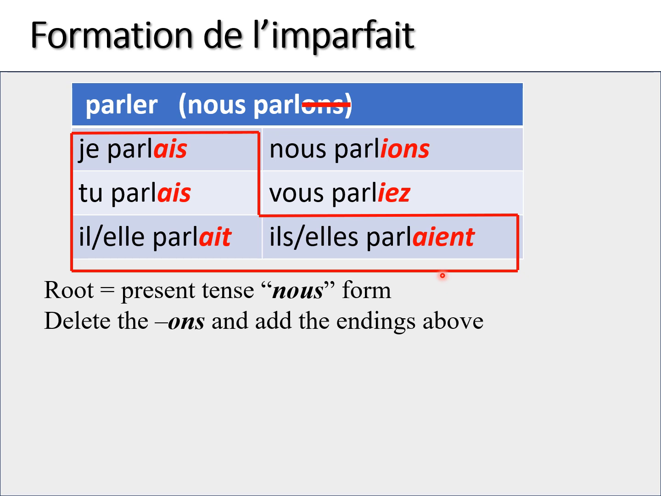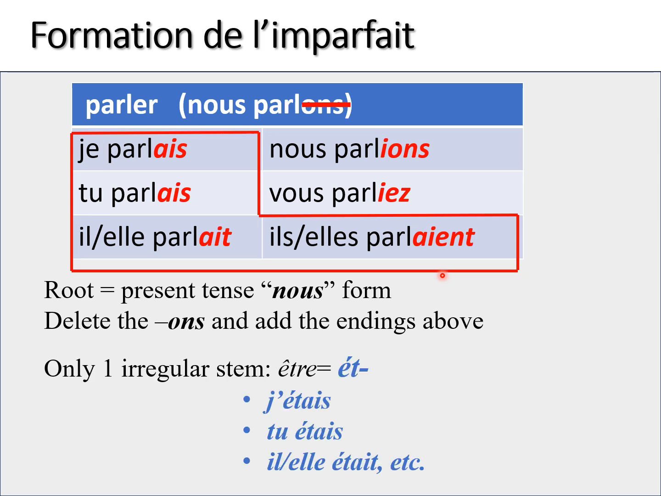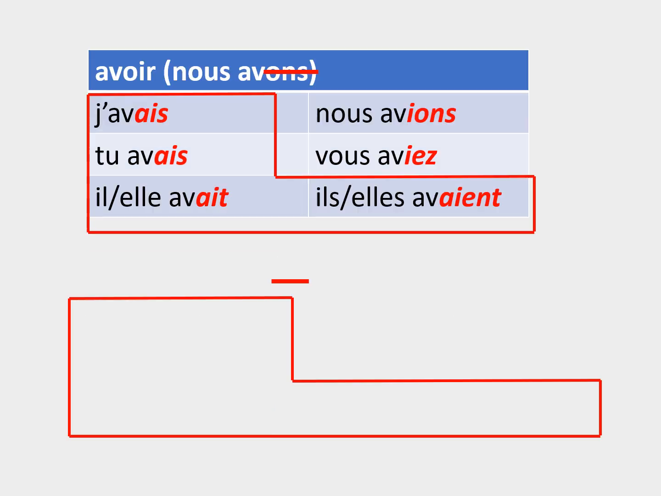There's only one irregular verb in the imperfect, and that's the verb être. And the root for that one is just the ET, E with an accent aigu. So j'étais, tu étais, il était, etc. So again, even for irregular verbs like avoir, you take the present tense nous form of the verb, nous avons, take off the O and S and add your ending. So j'avais, tu avais, il avait, nous avions, vous aviez, ils avaient. Don't forget the liaison, elles avaient, in front of the vowel.